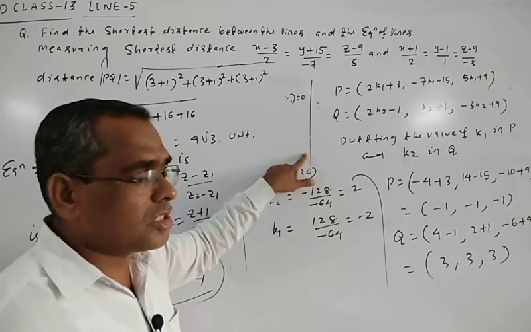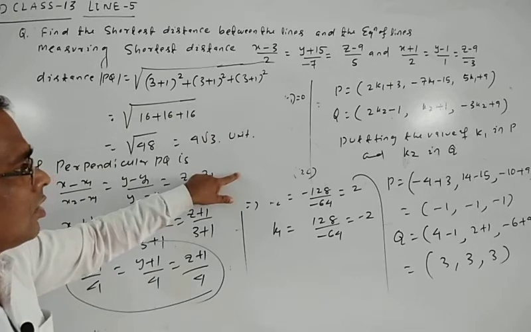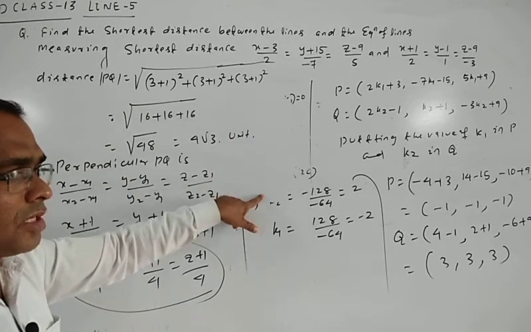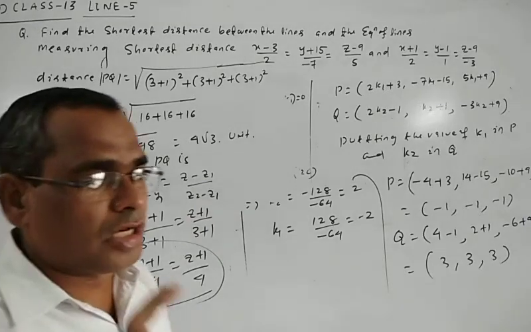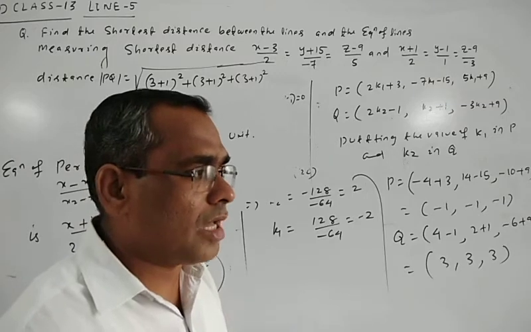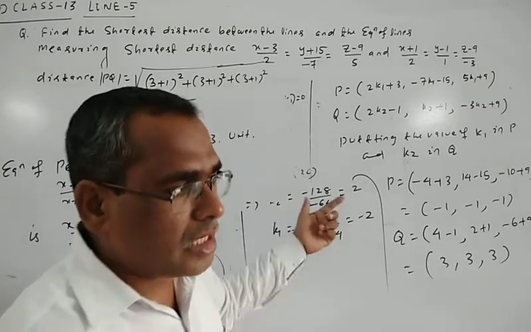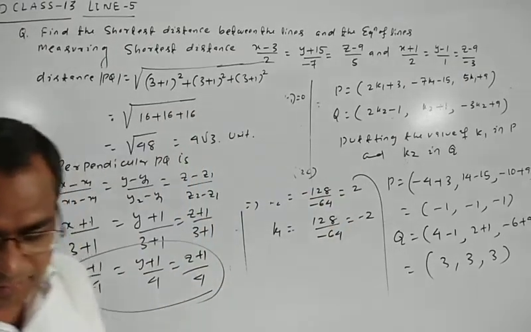it is compulsory to find the coordinates of p and q, then you have to find the equation of the perpendicular. In that case you must find point p and point q. If the perpendicular equation is asked, you must find p and q. If only the shortest distance is asked, you can use the direct formula, okay.